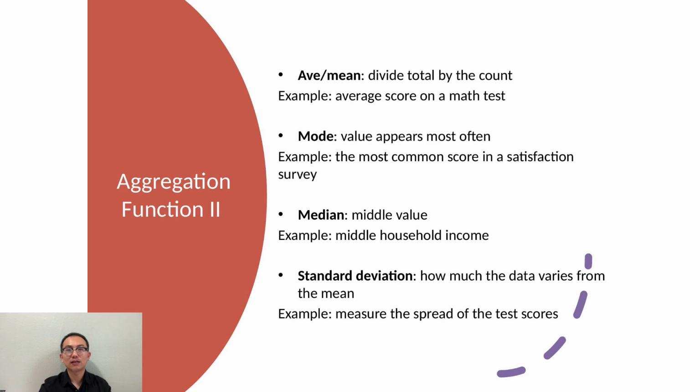Standard deviation tells you how spread out the data is from the average. For example, 2 classes have the same average test score, say 75. But in one class, everyone scored between 73 and 77, while in the other, scores range from 40 to 100. The first class has a small standard deviation, more consistent. The second has a large standard deviation, more variation. These functions help you summarize, compare, and understand variation in your data, and they're used in nearly every kind of analysis.